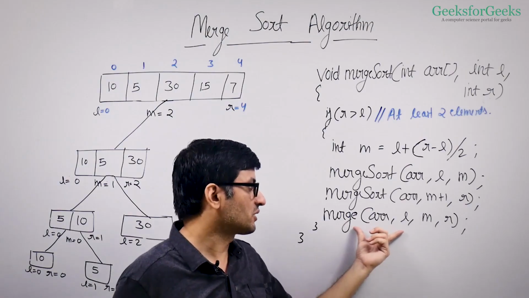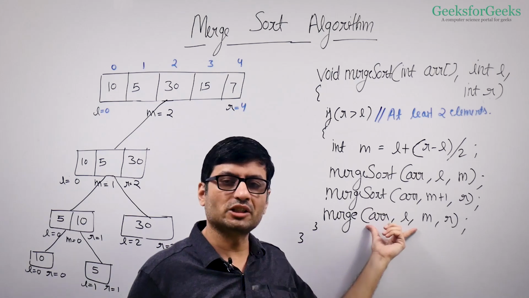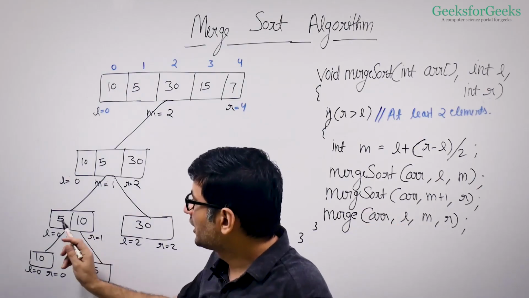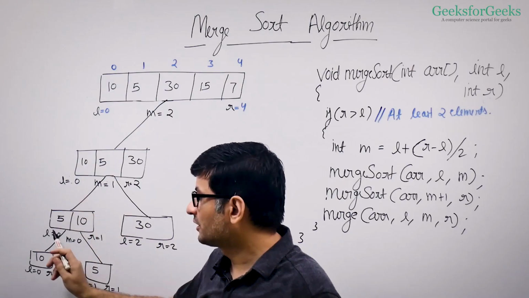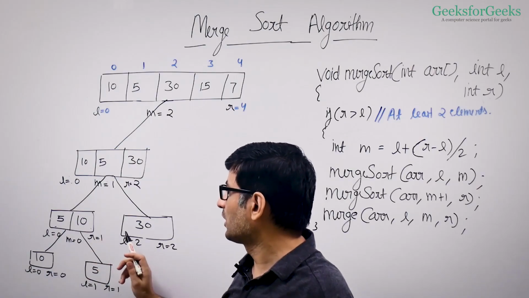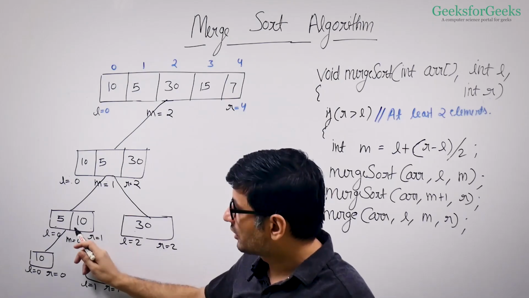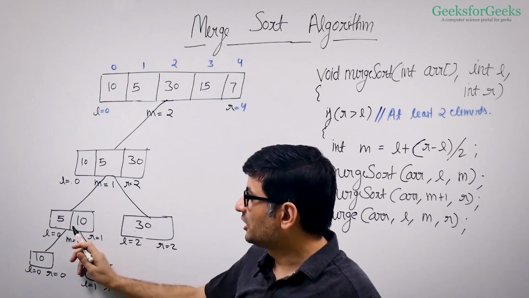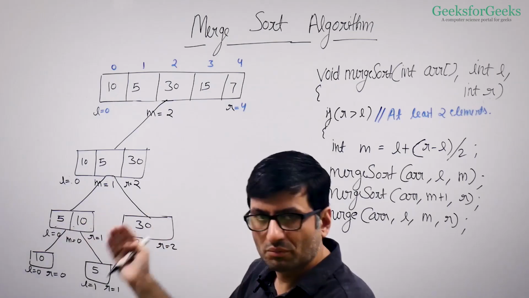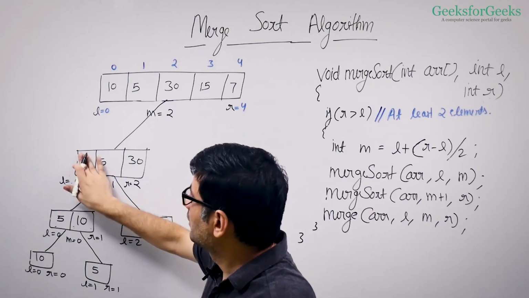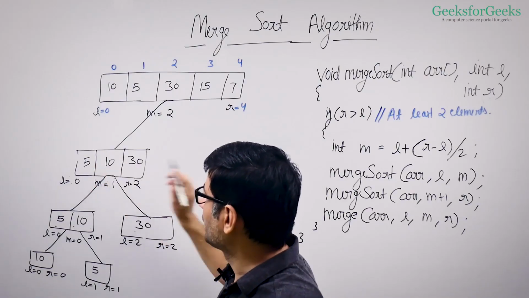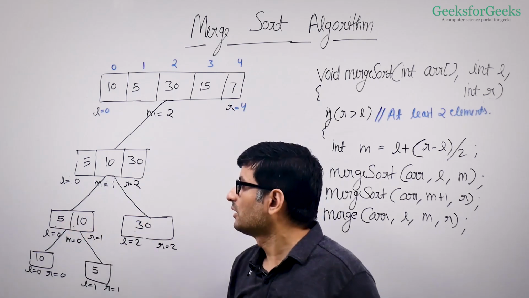It will come inside this merge function, and inside this merge function, what will it do? It will merge the elements from L to M, which means 0 to 1, and then M plus 1 to R, which means 2 to 2. So it will merge these two subarrays. So when these are merged, what will you get? What will the merge function do? It will simply bring them together in a sorted way. So you will get 5 and 10 and 30, right? When these two are merged.